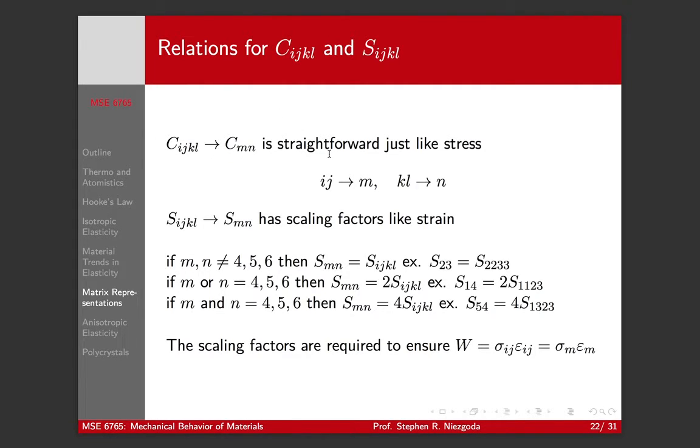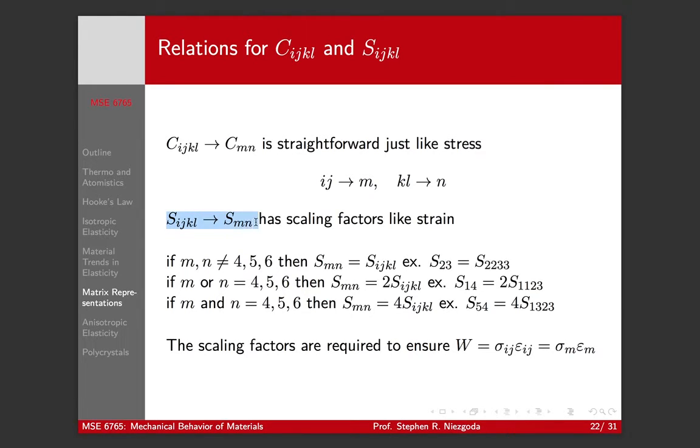The stiffness is very straightforward, just like the stress. So we just compress the indices ij to m and kl to n. So C1111 goes to C11. C1122 goes to C12. C1133 goes to C13. C2323 goes to C44. Right? Very straightforward.